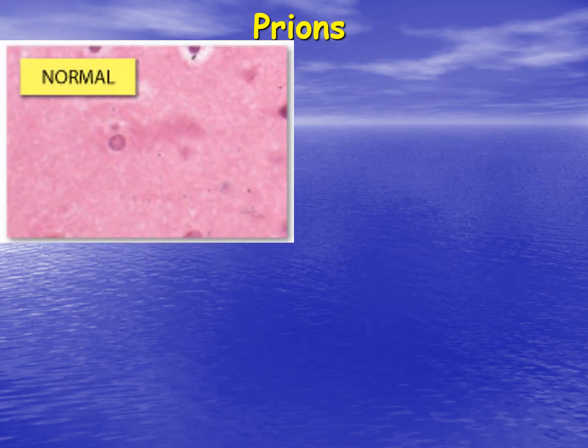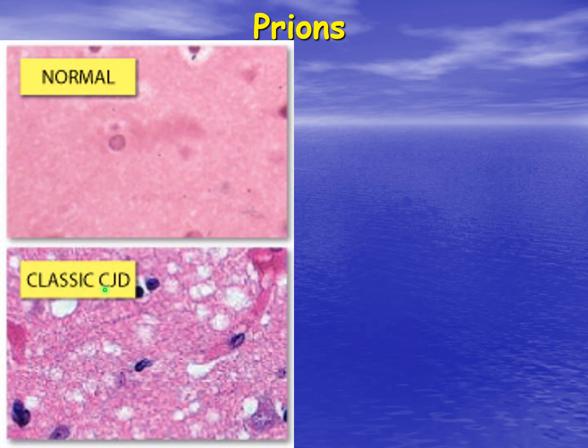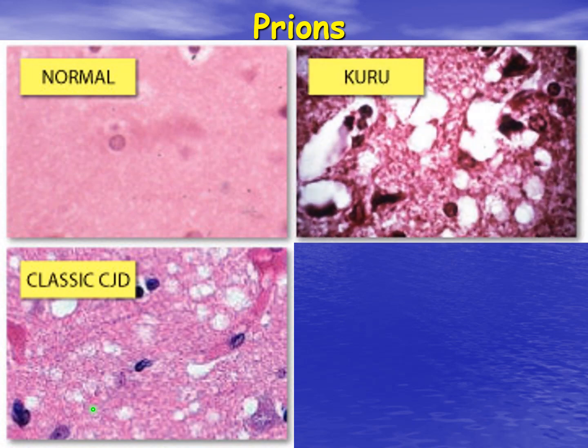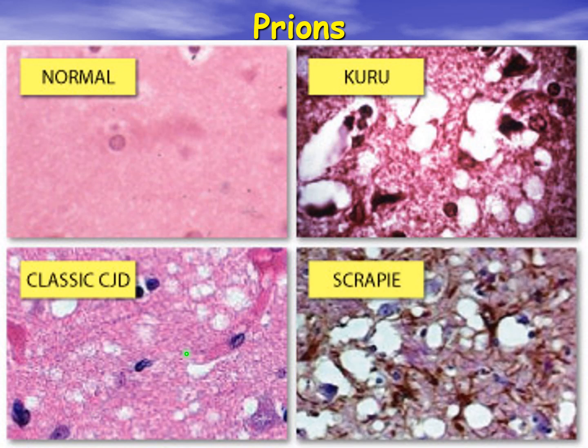So here's a normal looking brain. Here's some neurons in there. And this is classic CJD. So we just have these holes where the neurons are just gone. Kuru, very similar. And this is scrapie in the sheep. So again, very similar amongst all these different diseases caused by prions.